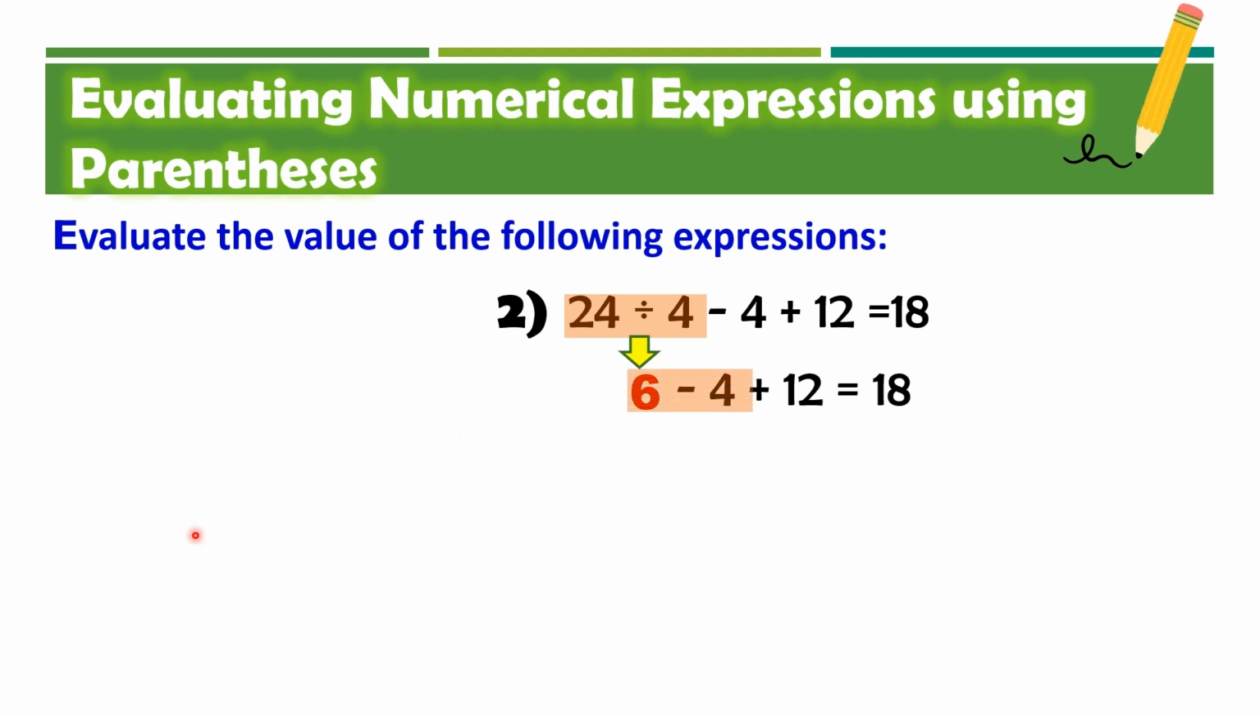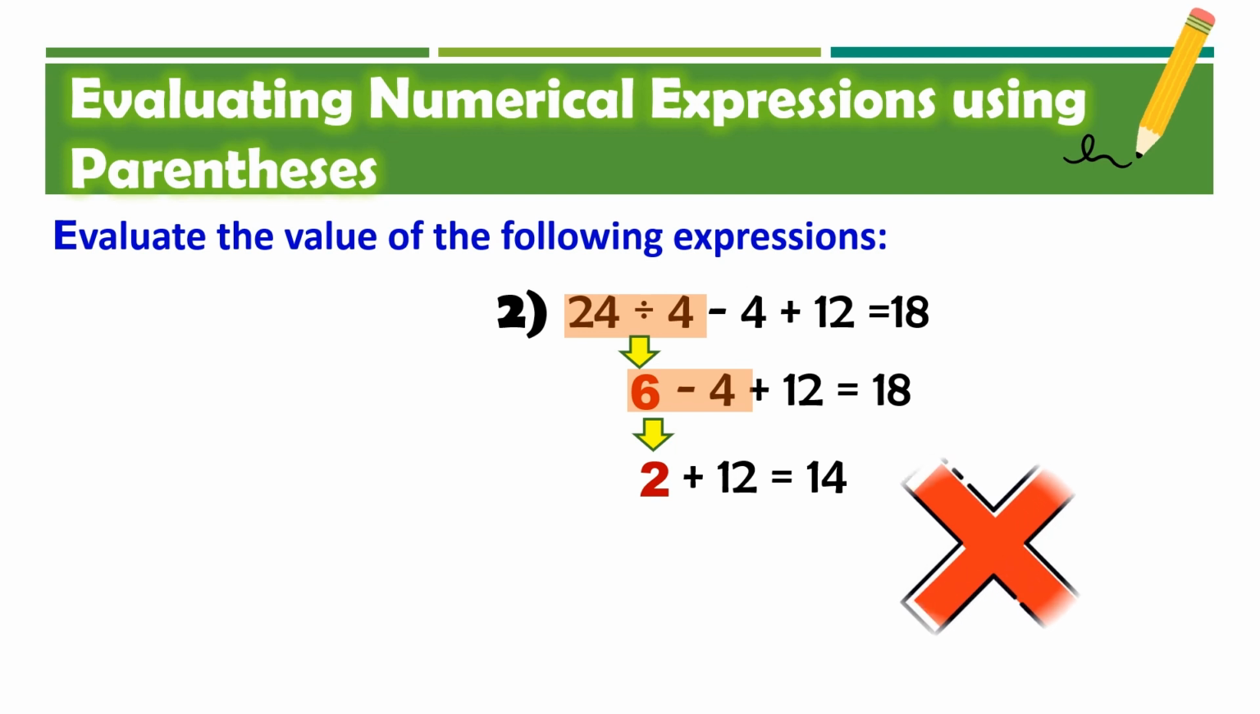We are going to be now adding and subtracting from left to right. So we're going to first say 6 minus 4, our answer equals 2. Then we're going to now be adding 12. 2 plus 12 equals 14. Now, is this value the same as what we have in the expression? No, so that could not be the correct answer.